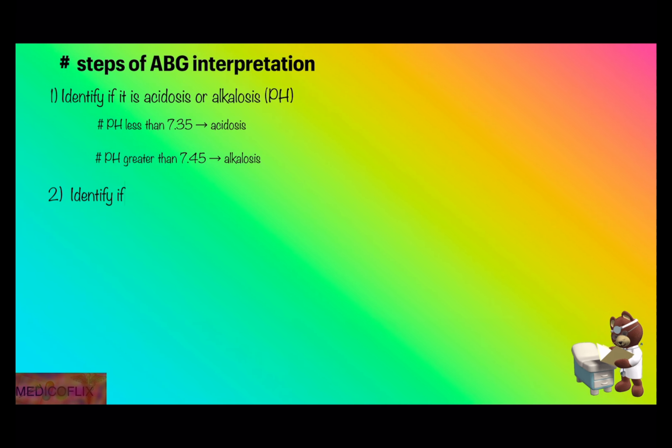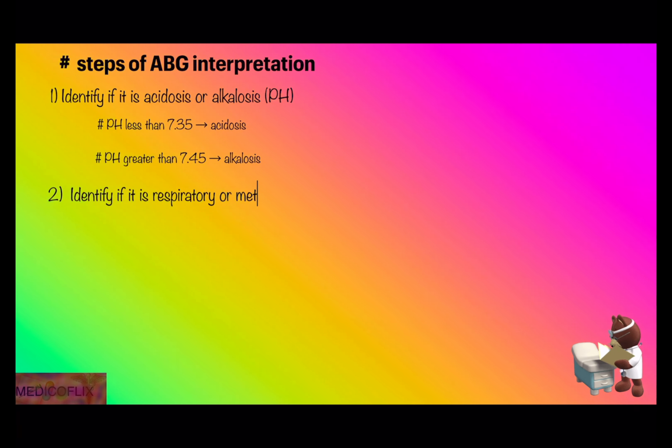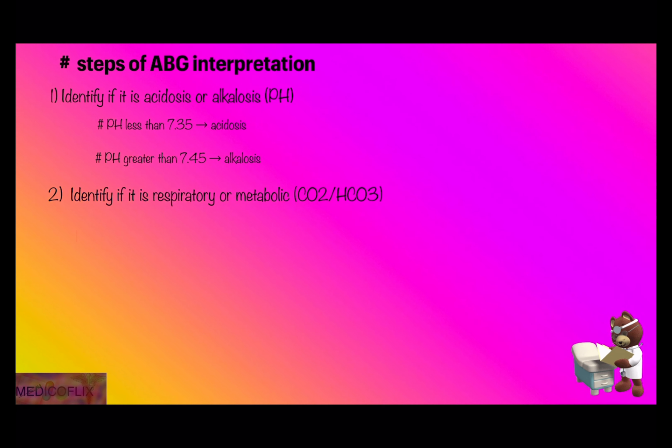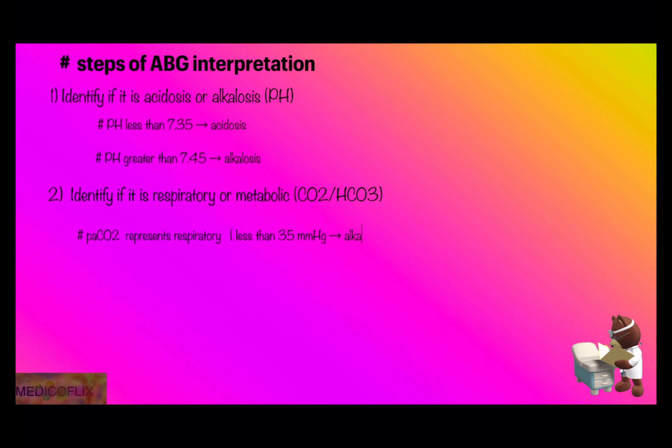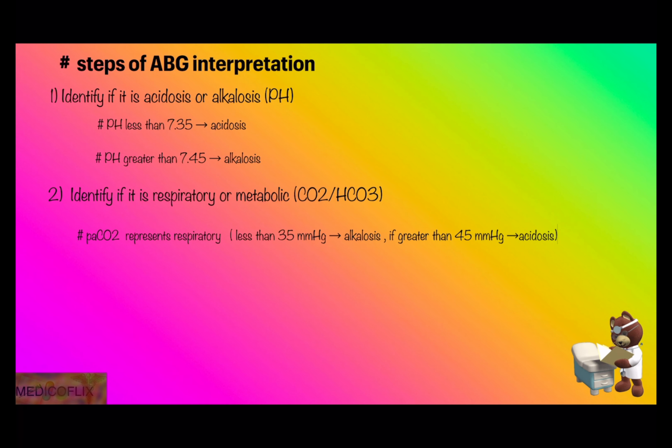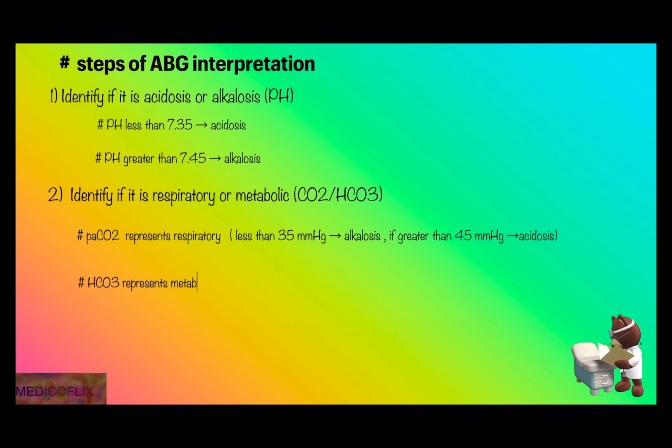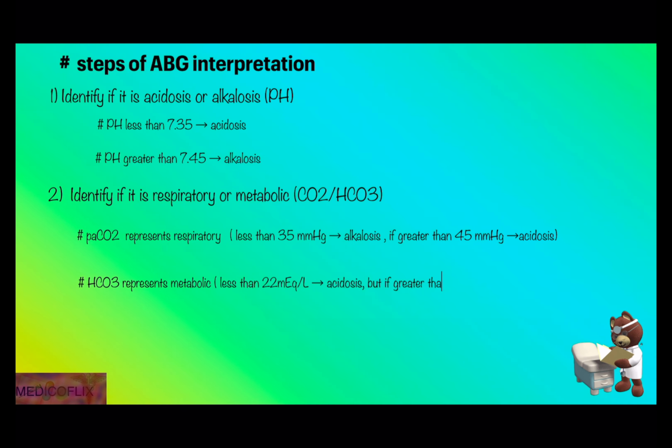Second step, identify if it is respiratory or metabolic by its CO2 and bicarbonate level. CO2 represents respiratory. CO2 level less than 35 shows alkalosis and greater than 45 shows acidosis. Bicarbonate represents metabolic. Bicarbonate level less than 22 MEq per liter shows acidosis, but greater than 26 MEq per liter shows alkalosis.